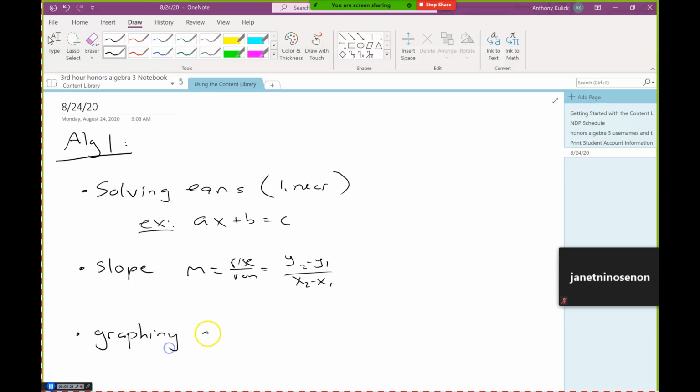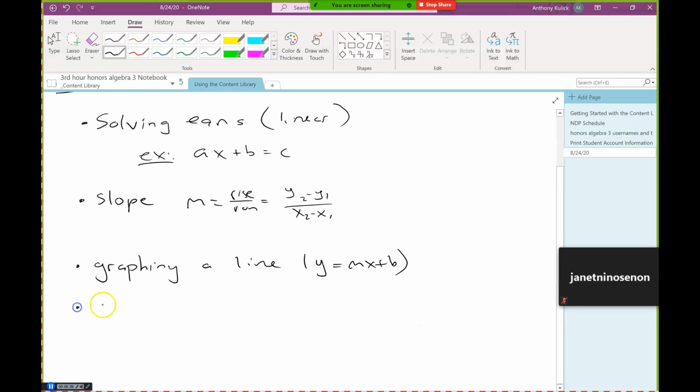Graphing a line, what do we use slope to graph? Line, yup. So like y equals mx plus b. Or the other thing we might use slope for is writing the equation for a line. The same answer for line.